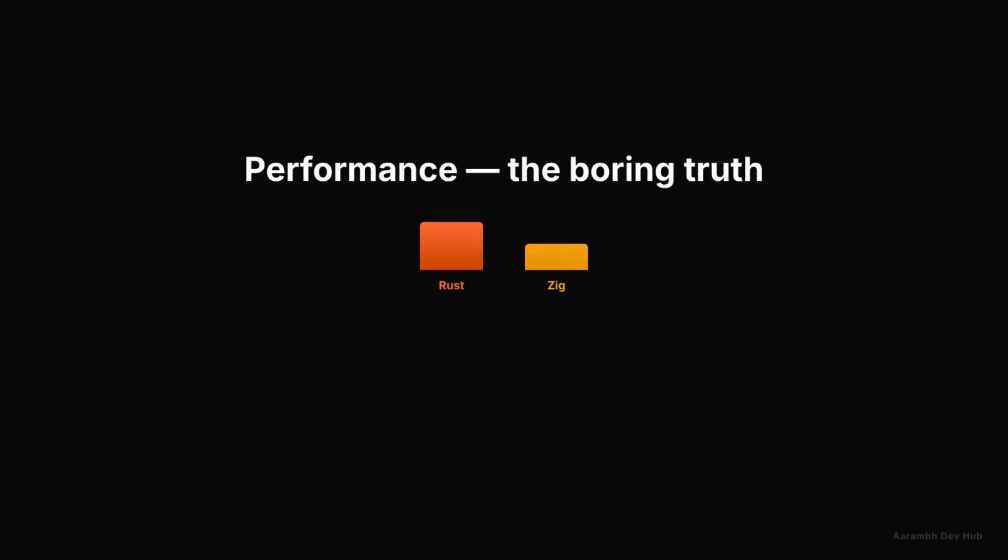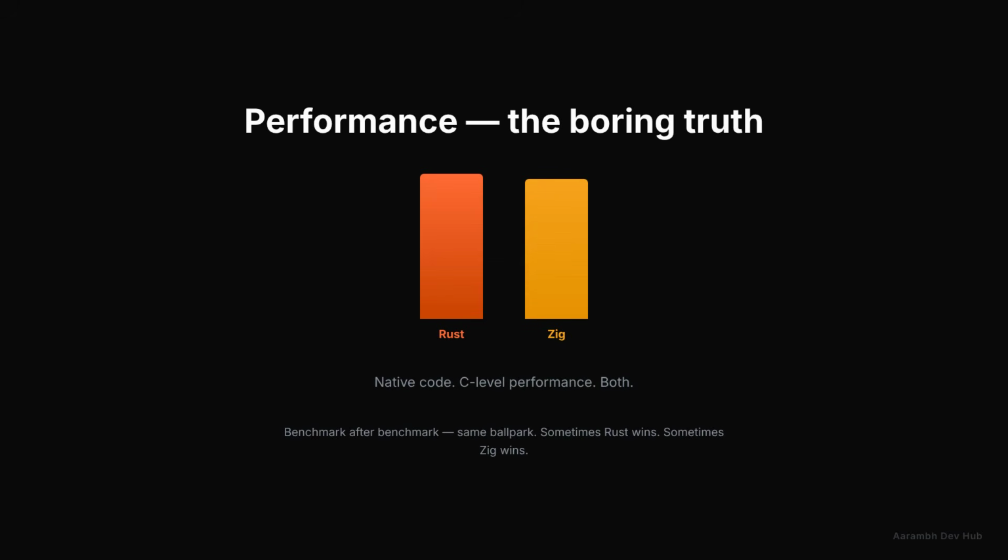I am going to keep this section short because the performance comparison between Rust and Zig is mostly boring. Both languages compile to native code.